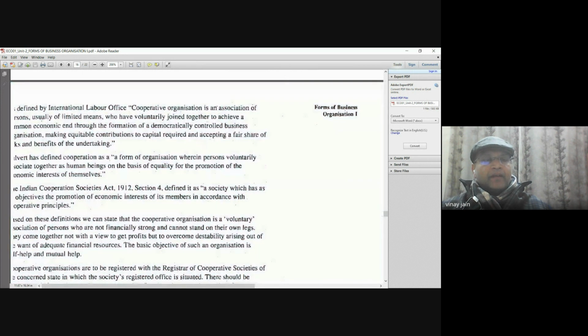Guys, this is the definition of cooperative organization, given by the International Labor Organization. It is also an important institution, the ILO. So what is it? A cooperative organization is an association of persons, usually of limited means, who have voluntarily joined together to achieve a common economic end, through the formation of a democratically controlled business organization, making equitable contributions to the capital required and accepting a fair share of the profit and benefits of the undertaking.